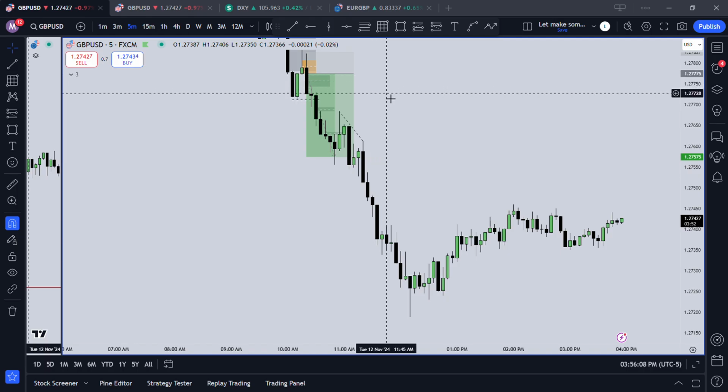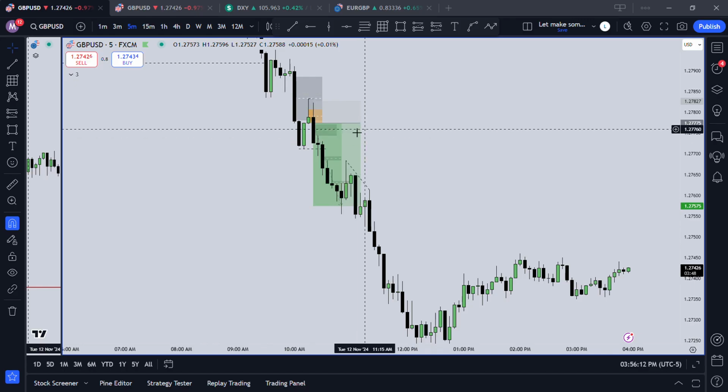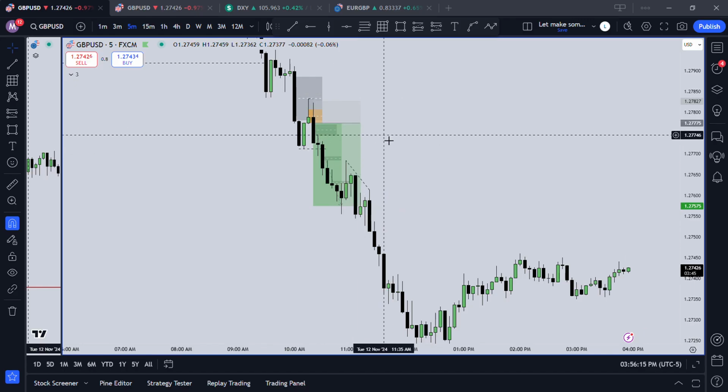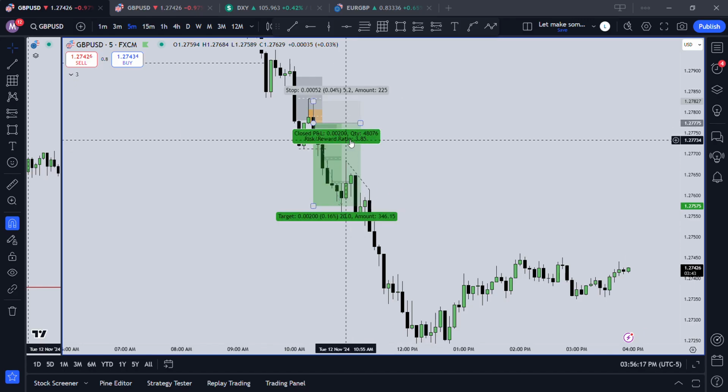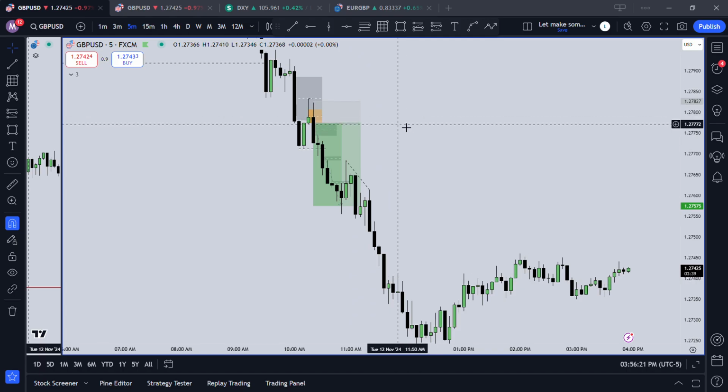I don't believe in R&R because this is like a 1:3. I don't really care much about it. 1:3, 1:8, I don't care much about those things, because no matter what happens, a trade is a trade.